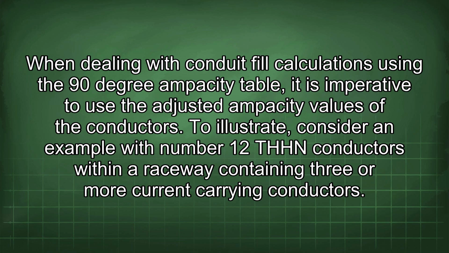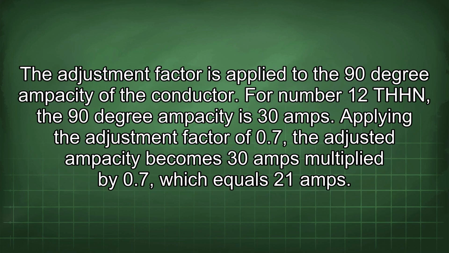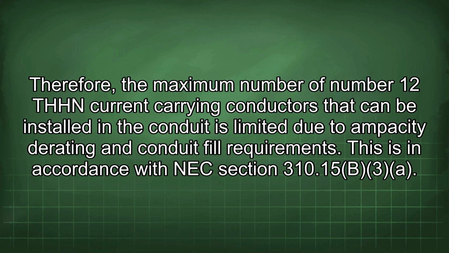current-carrying conductors. The adjustment factor is applied to the 90-degree ampacity of the conductor. For number 12 THHN, the 90-degree ampacity is 30 amps. Applying the adjustment factor of 0.7, the adjusted ampacity becomes 30 amps multiplied by 0.7, which equals 21 amps. Therefore, the maximum number of number 12 THHN current-carrying conductors that can be installed in the conduit is limited due to ampacity derating and conduit fill requirements.